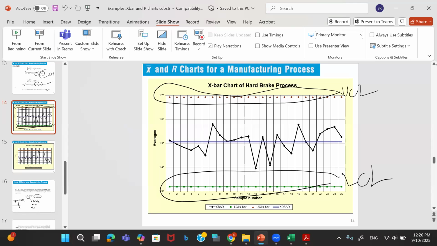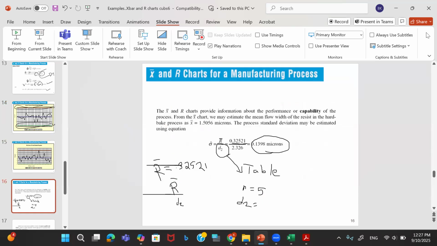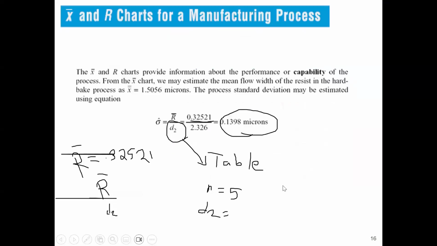So that means it is in control. But the question is, does this meet the original specification or not? We don't know, because that's based on what we actually have. We need to compare it with the original specification, the original design, the blueprint. That's what we need to do. How do we do that? By calculating what we call the capability index.